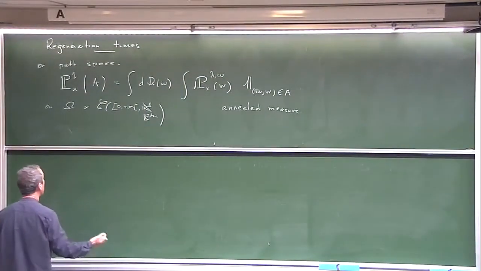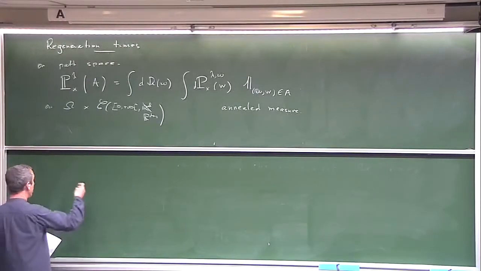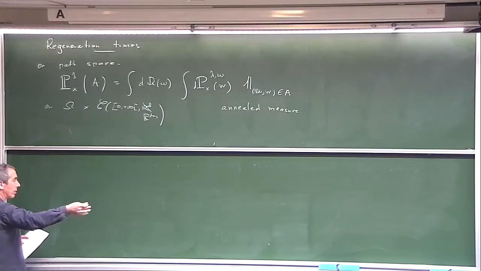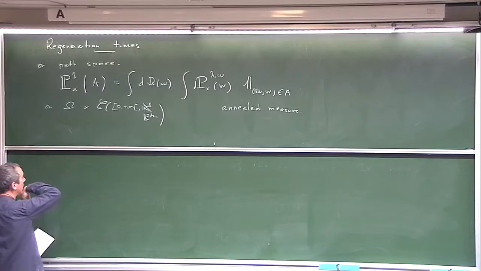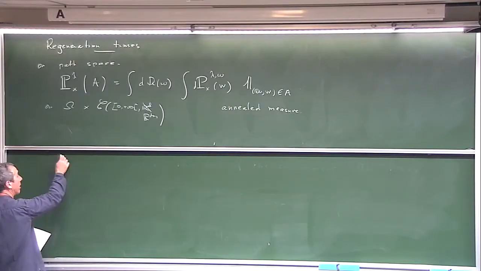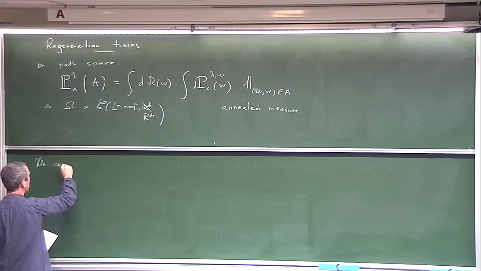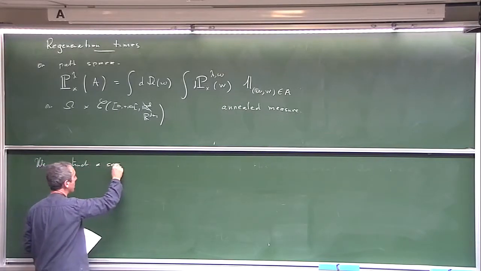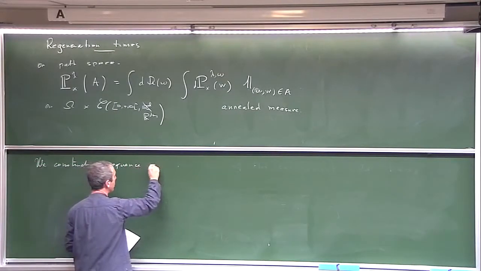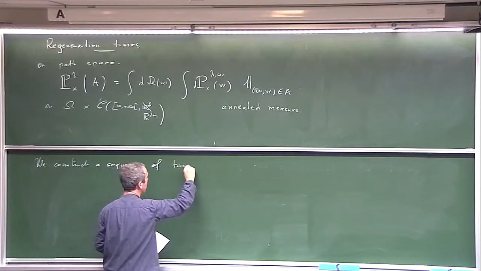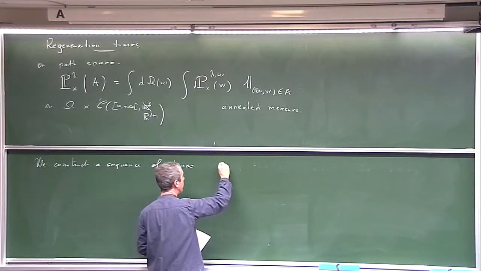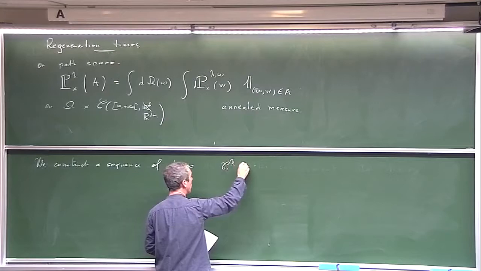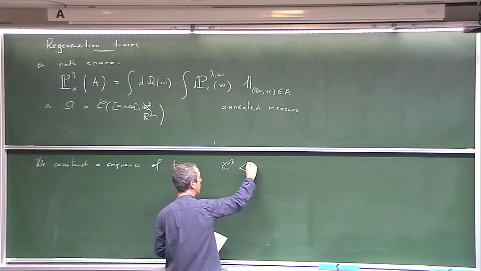So we construct regeneration times. Regeneration times are a sequence of times. Now these times depend on lambda. So we construct a sequence of times, which is increasing. So the first one is tau 1 lambda, and then tau 2 lambda, etc.